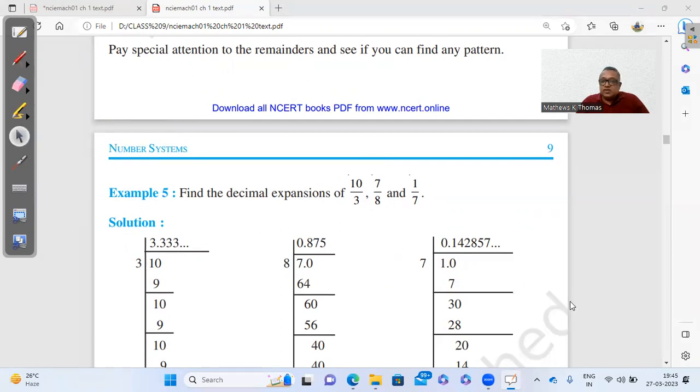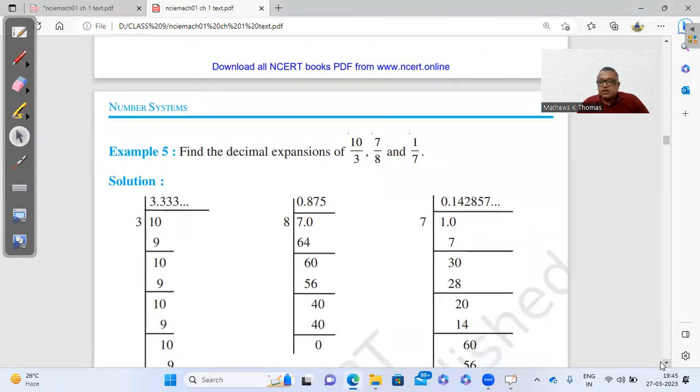If you look at this Example 5, you find that when I divide 10 by 3, 3 3s are 9, then again 10 comes, 3.333, it goes on. So this is 3.3 bar. So this is called non-terminating repeating.